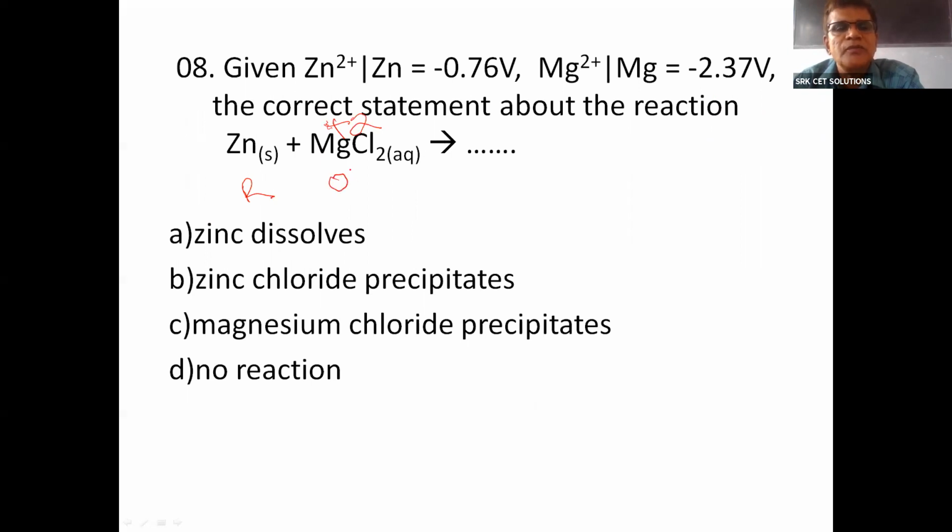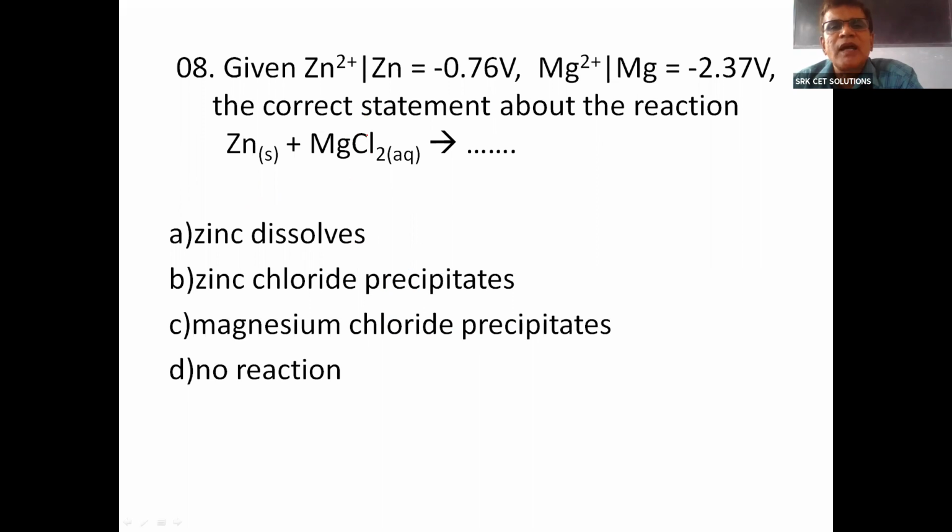This is the oxidized form. Now you have to predict what happens. Zinc dissolves. To dissolve, zinc has to become Zn+2. Zinc chloride precipitates, and to form zinc chloride, it has to form Zn+2. Magnesium chloride precipitates? Magnesium chloride is aqueous, it is not a precipitate. Next thing, no reaction. So the idea is very simple.